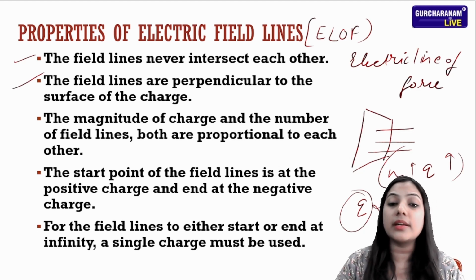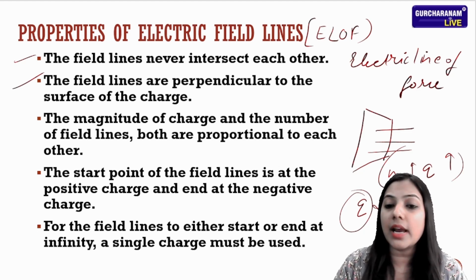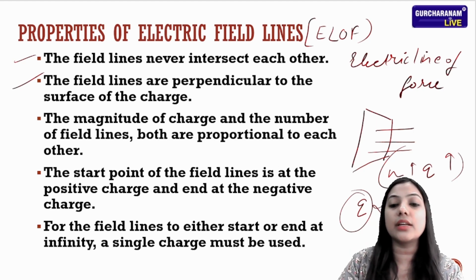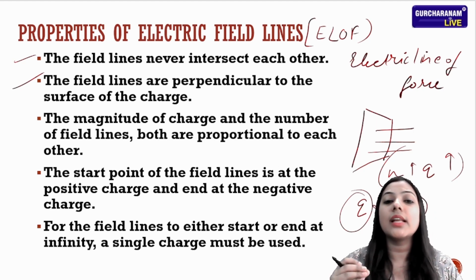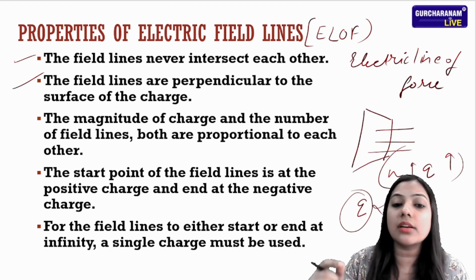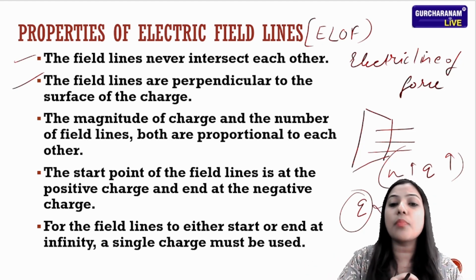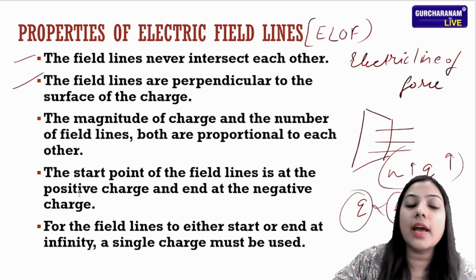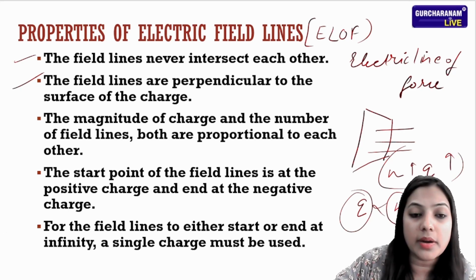The next point is that the start point of a field line is at the positive charge and the end is at the negative charge. That means for the electric field line or electric line of force, the starting point is the positive charge and the ending point is the negative charge. With the help of a diagram, we will understand this point.